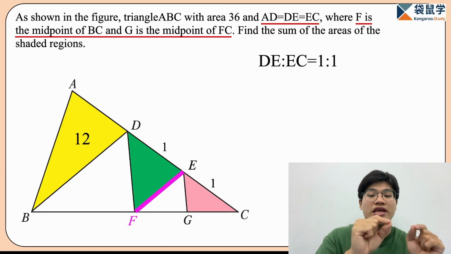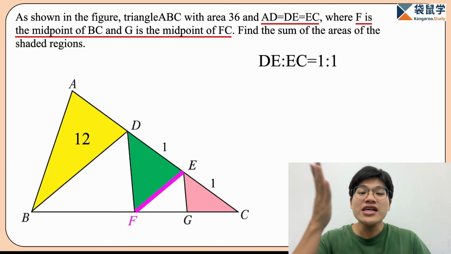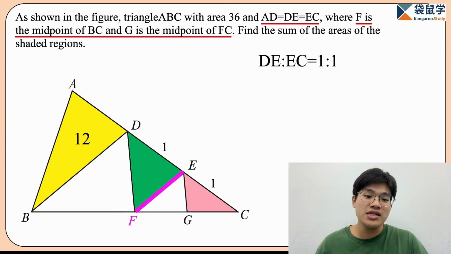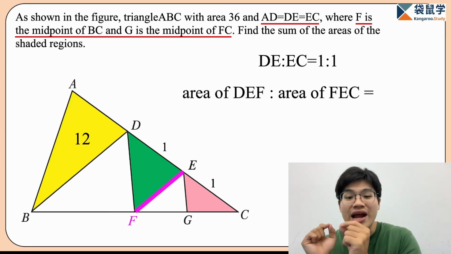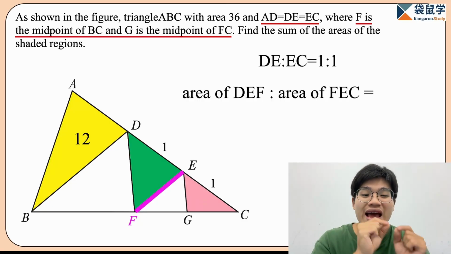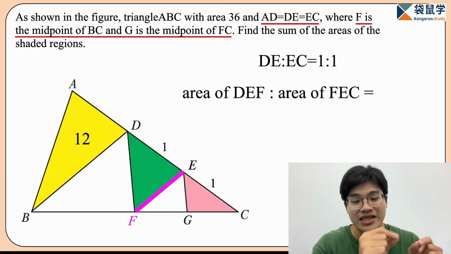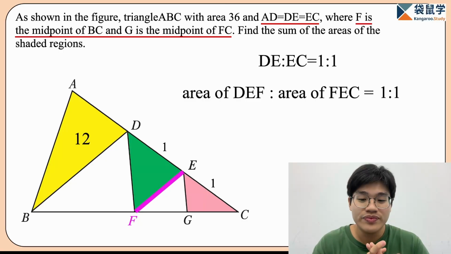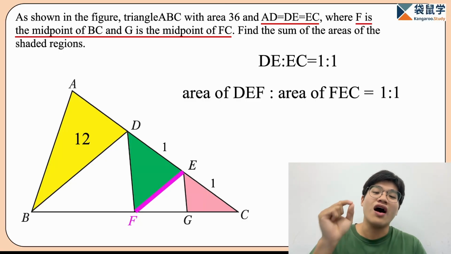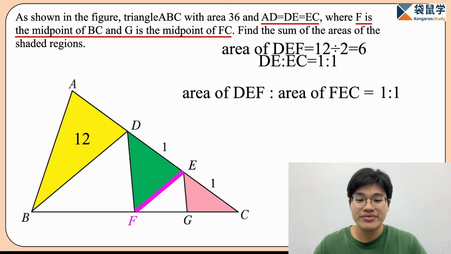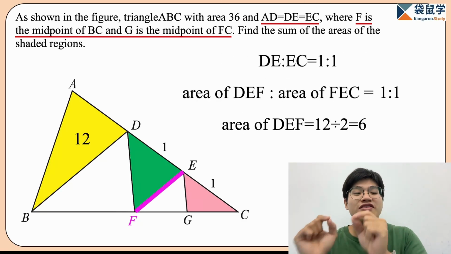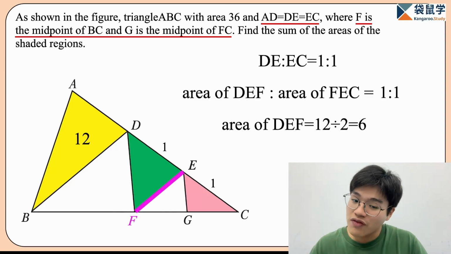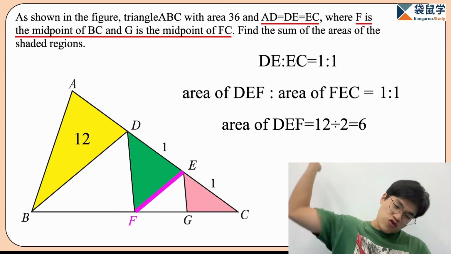DFE and triangle EFC. Then, based on the equal height model, we know the ratio between the bases, so we can know the ratio between the area of triangle DEF and the triangle FEC. And the ratio must also be 1 to 1. Then what is the area of triangle DEF? It will be 12 divided by 2 equals 6. Now we know the area of triangle DEF. Let's just forget about it.